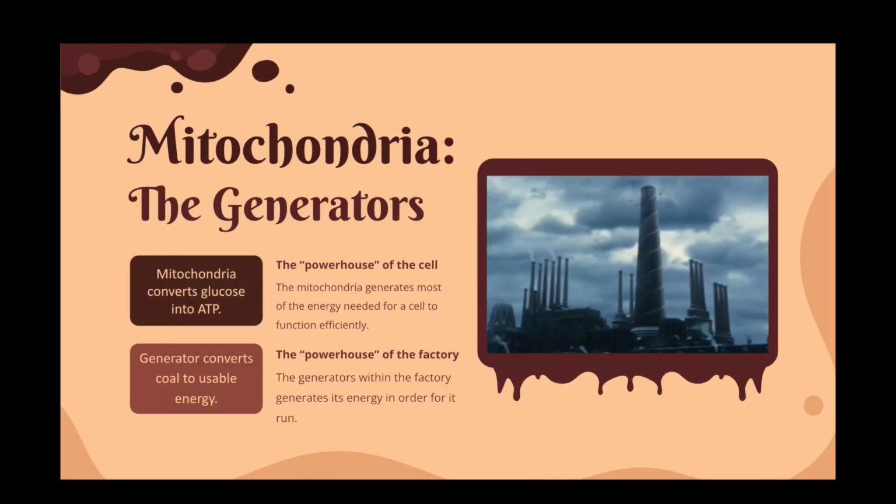So for the mitochondria, we chose the generators because, as we know, the mitochondria generates most of the chemical energy, ATP, needed for the cell to have biochemical reactions and to survive. Just like the mitochondria, the generators within the chocolate factory are the main source of energy to run efficiently. Like how in the cell, glucose is converted to ATP, and in the factory, coal is converted into usable energy. Without the generator and the mitochondria, the cell and factory would not be able to function and die.